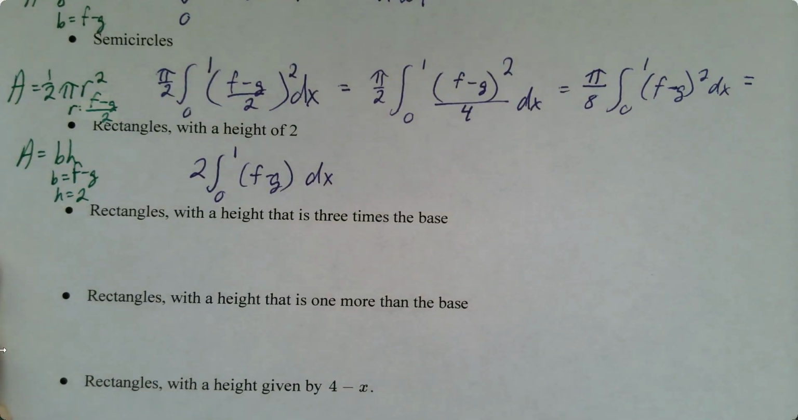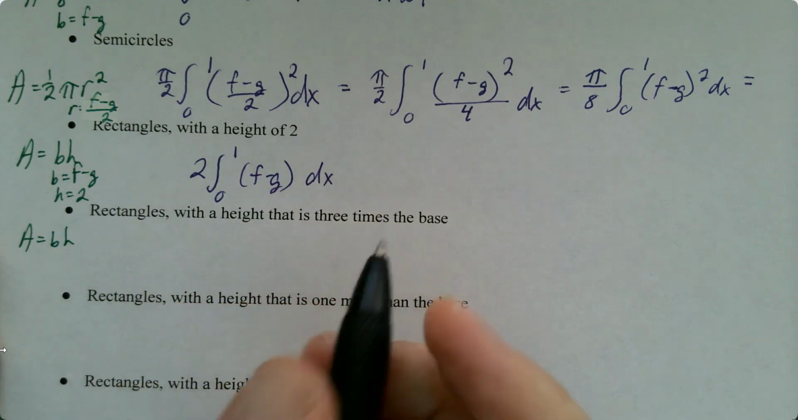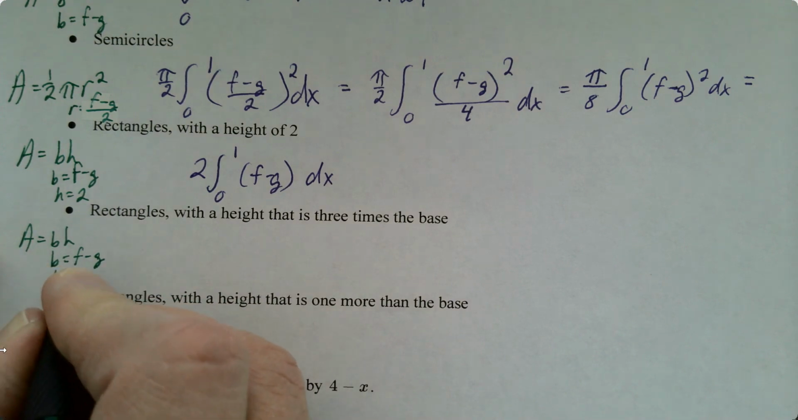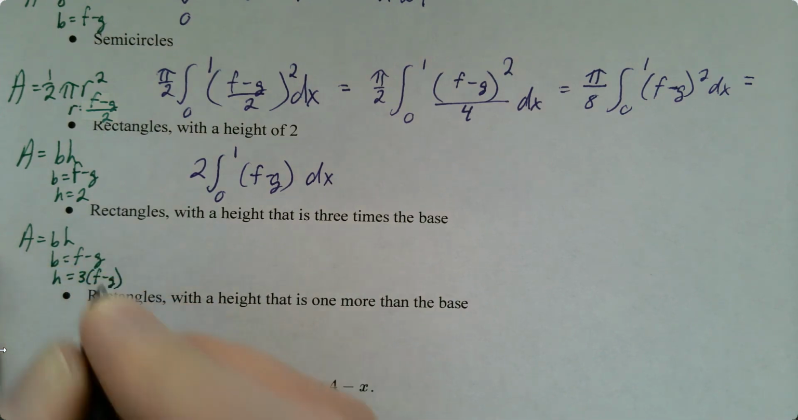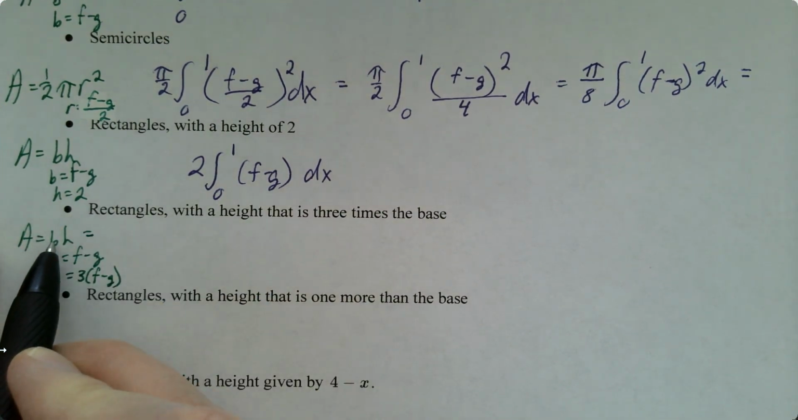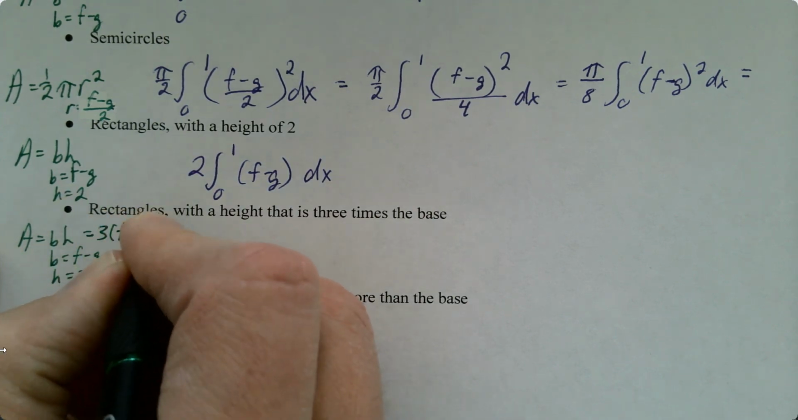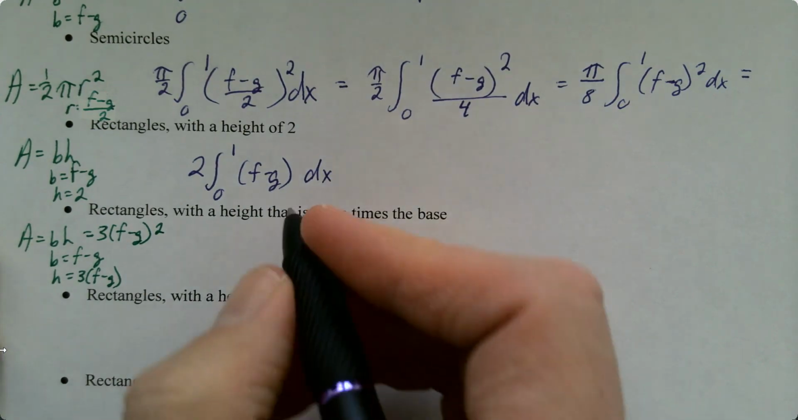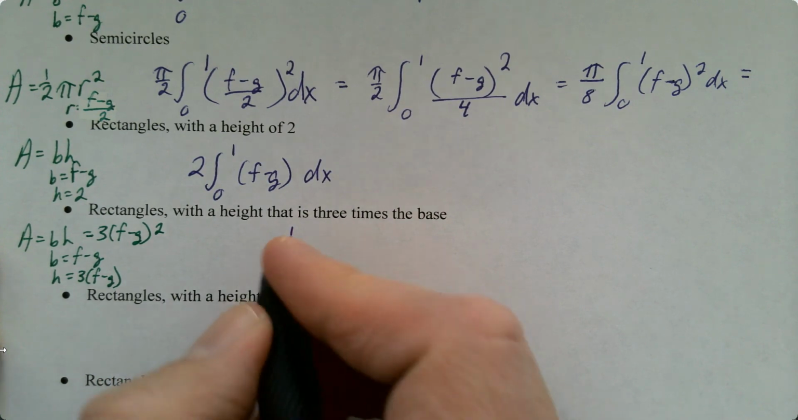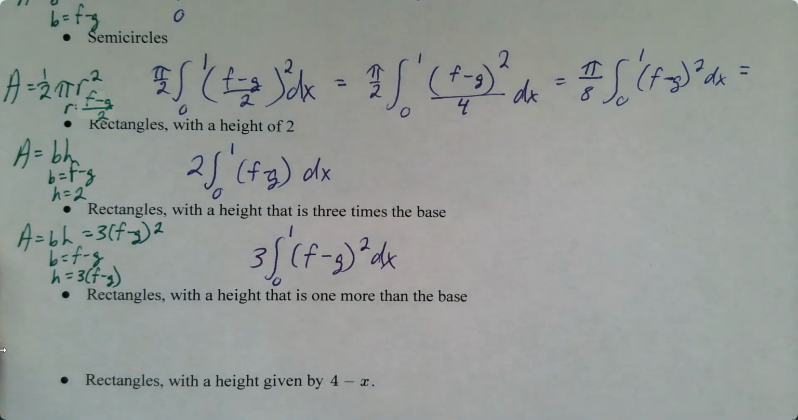The next one is a rectangle, base times height, with a height that is 3 times the base. Well, we know the base is F minus G, and we know the height is 3 times F minus G. So if you want to get technical, and you should, this is F minus G times 3 times F minus G. So it's 3 and then F minus G squared. So setting it up the way we've done the others, we'll have the integral from 0 to 1 of 3. We can put that in the front. And then F minus G squared dx.